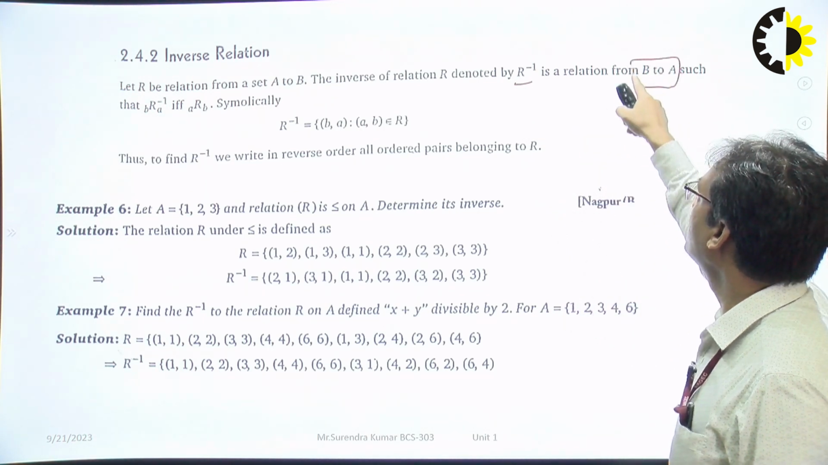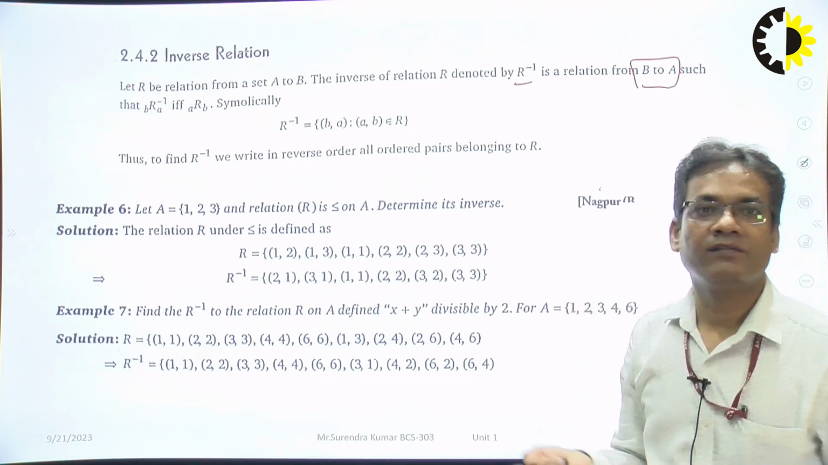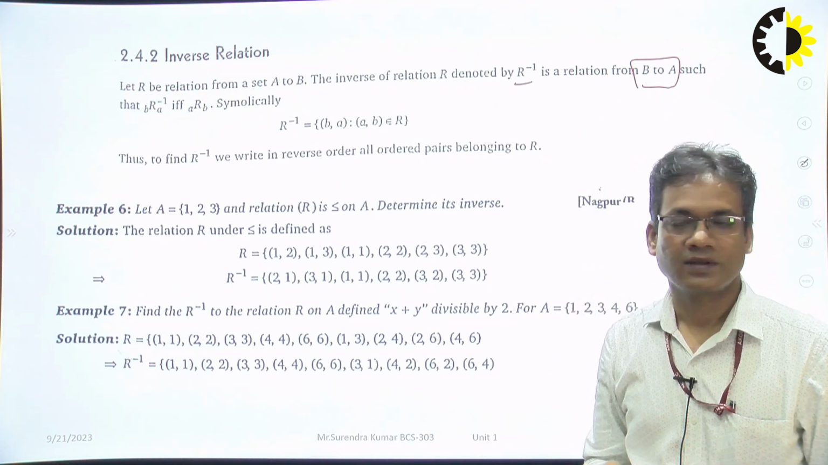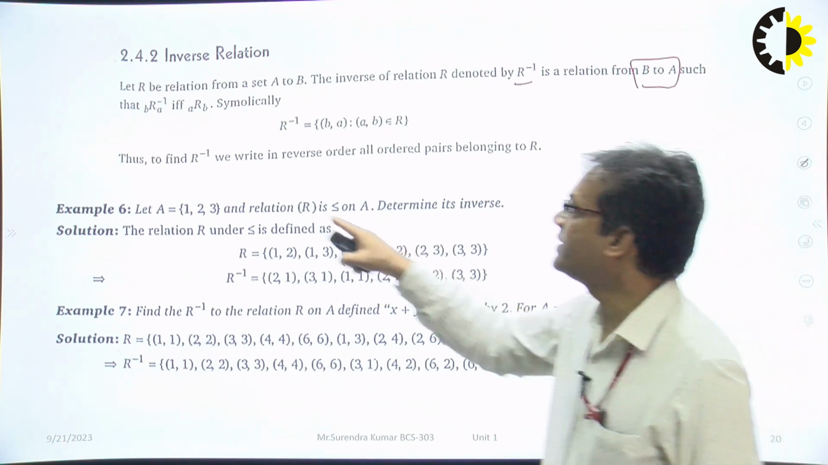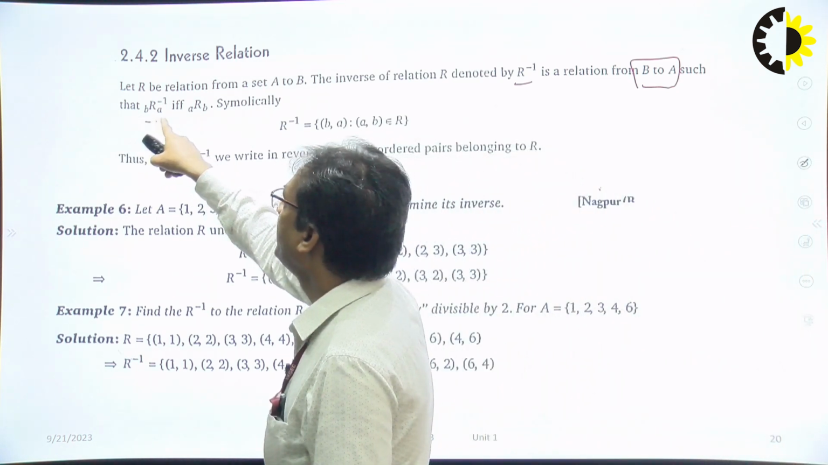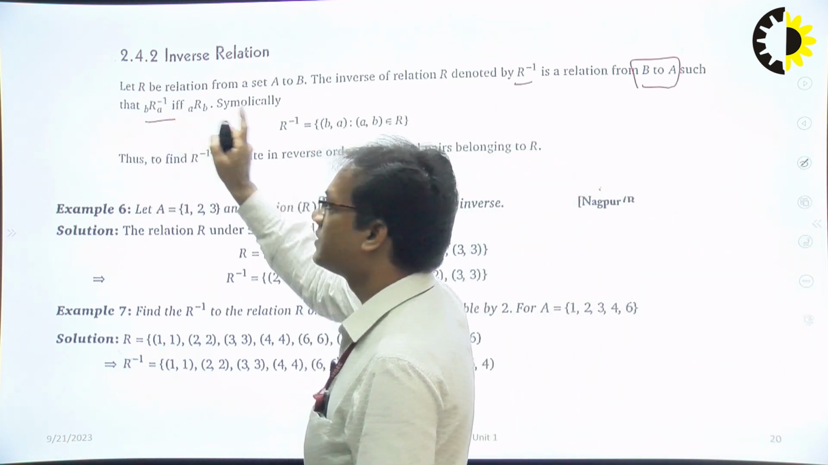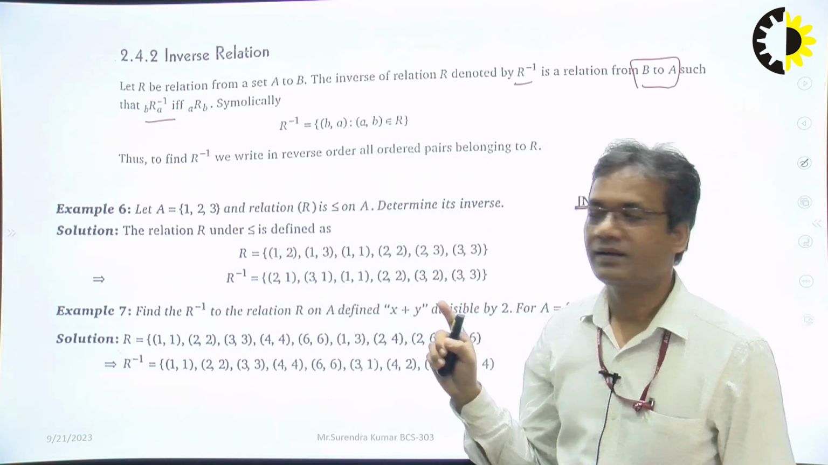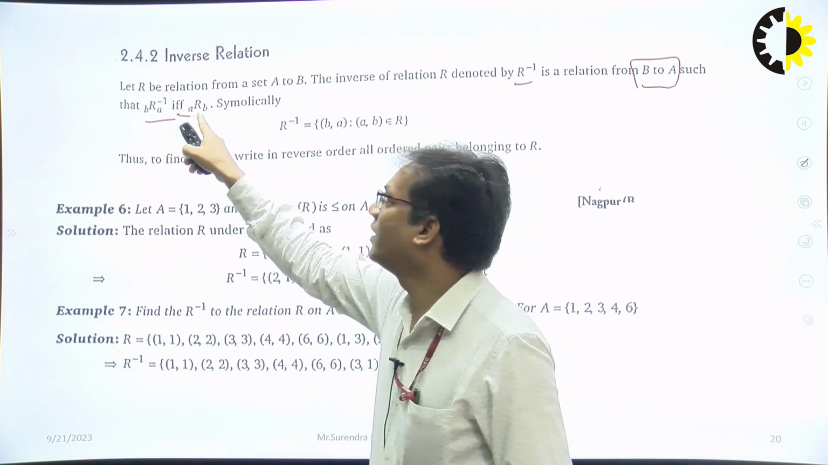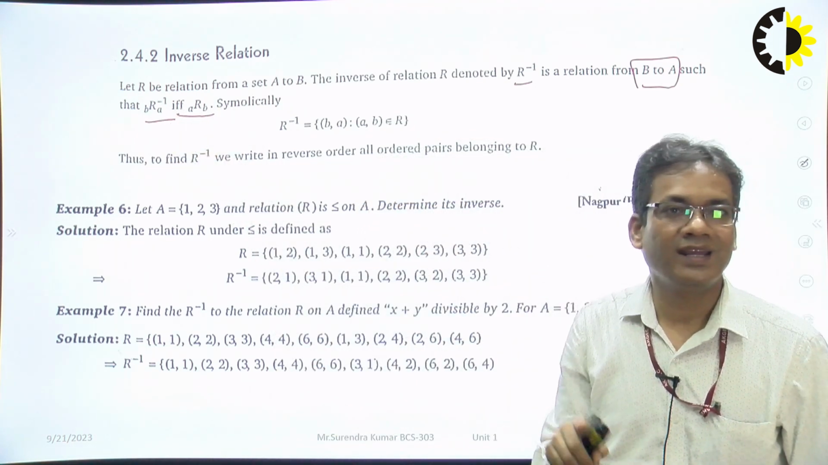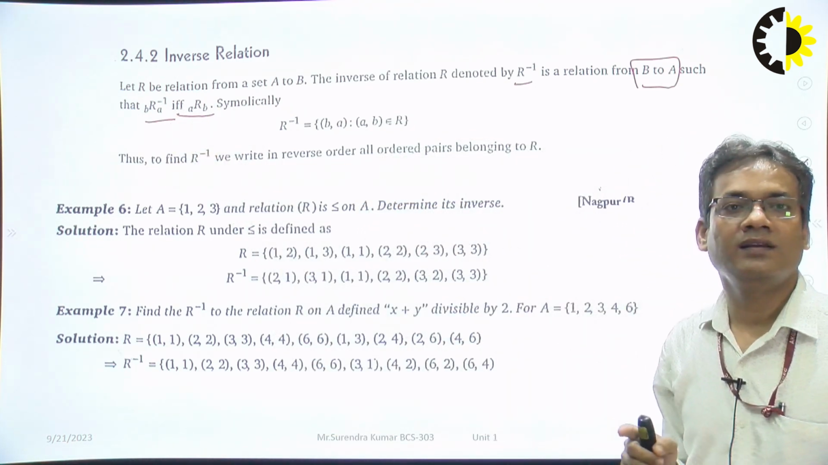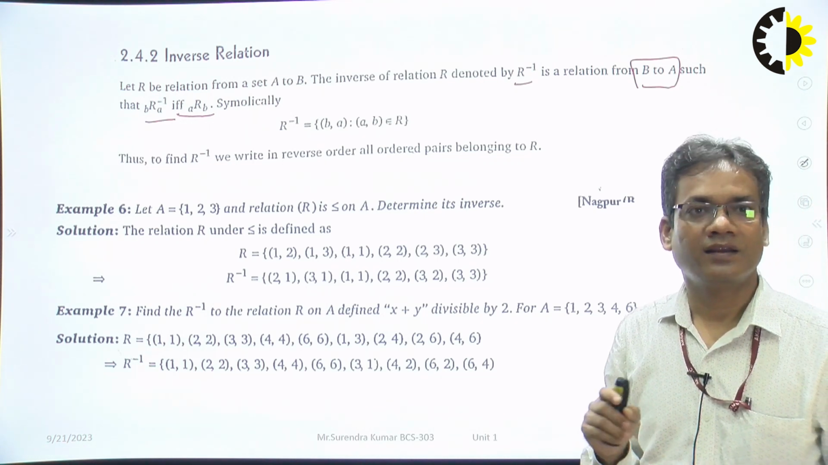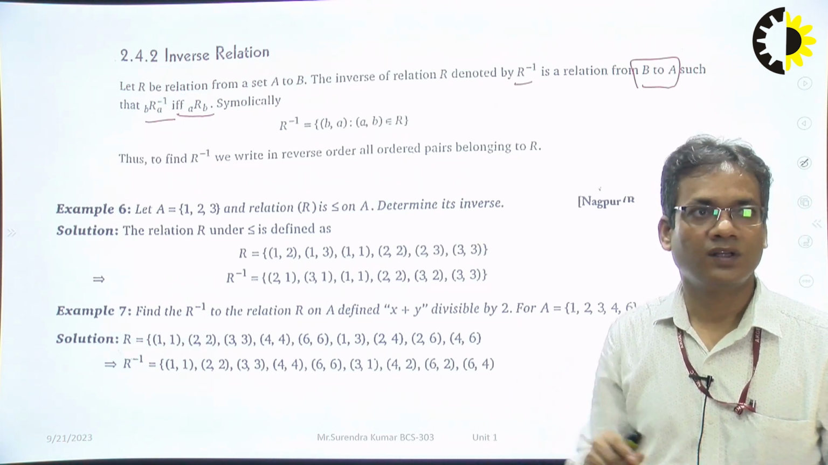That means your ordered pairs will be reversed, or you can represent it as B R inverse A if A R B. The condition is that if A R B, meaning the pair from A to B is present, then only can you define R inverse on that.